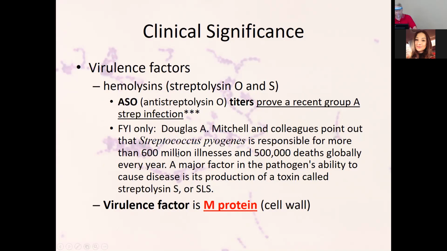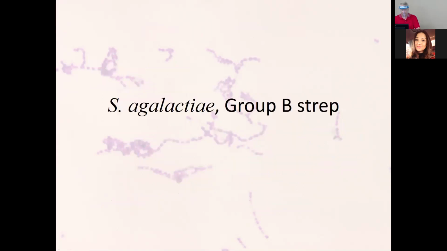Big numbers: 600 million illnesses a year. Whew, that's a lot. 500,000 deaths globally every year from strep. The virulence factor, big red letters here for you, is the M protein. The M protein in the cell wall is the main virulence factor of strep. Group B strep.